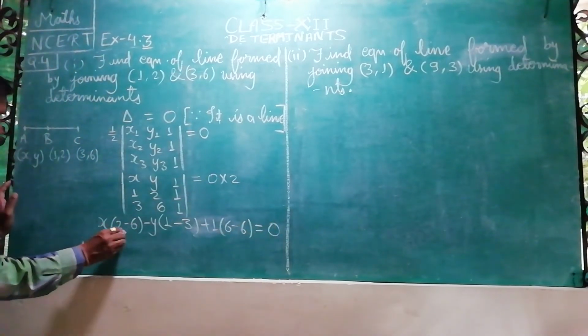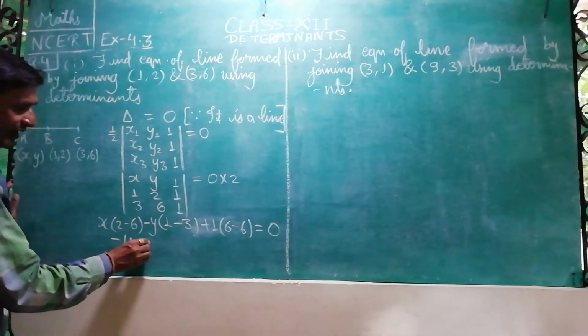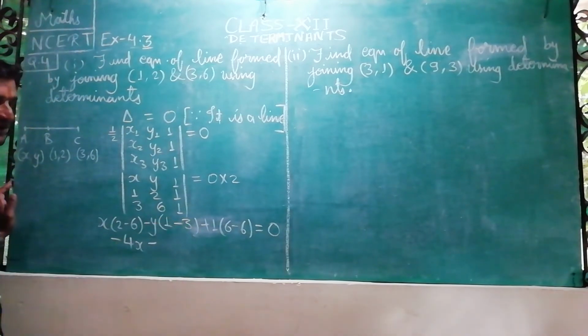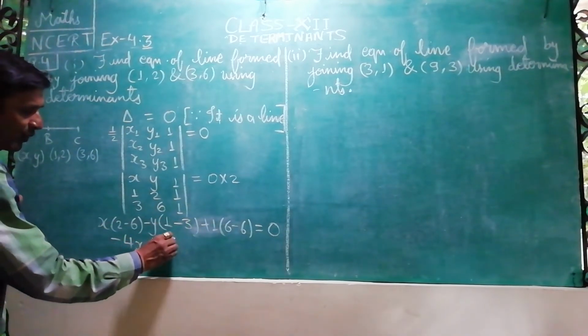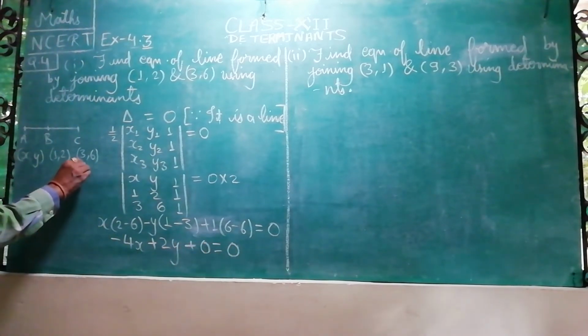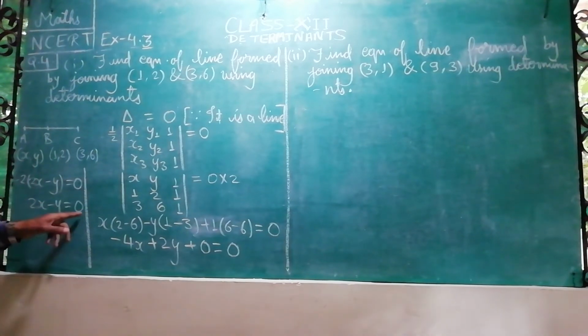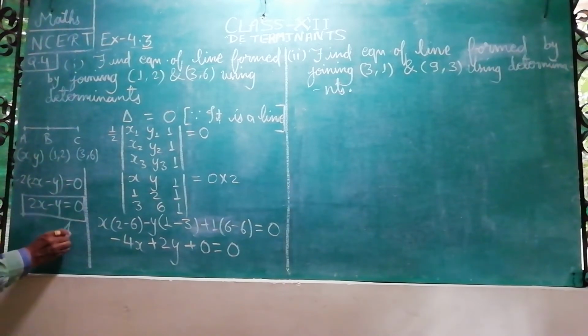Now 2 minus 6 is minus 4, so minus 4 into x is minus 4x. Then 1 minus 3 is minus 2, and minus 2 into minus y is plus 2y, plus 0, equal to 0. Now we can take minus 2 common, so it becomes 2x minus y equal to 0, or 2x minus y equals 0 upon minus 2, which is also 0, because the minus 2 becomes the denominator. So this is the equation of the line. We may write the answer here.